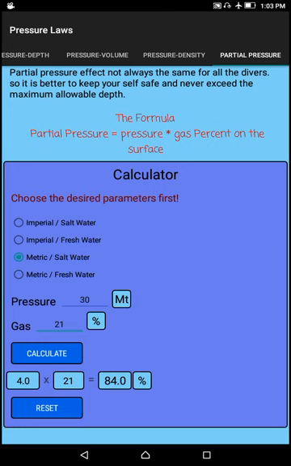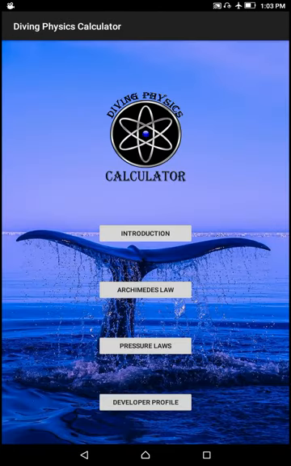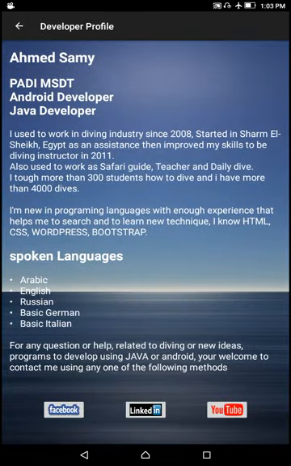Okay, that was all the applications, mostly Archimedes law and pressure law. At the end you'll find developer profile. If you click, you will find a quick information about me.